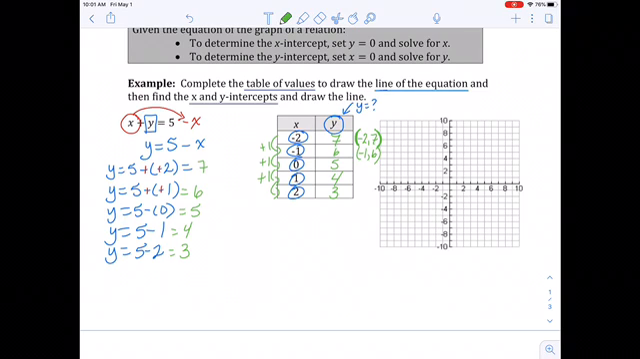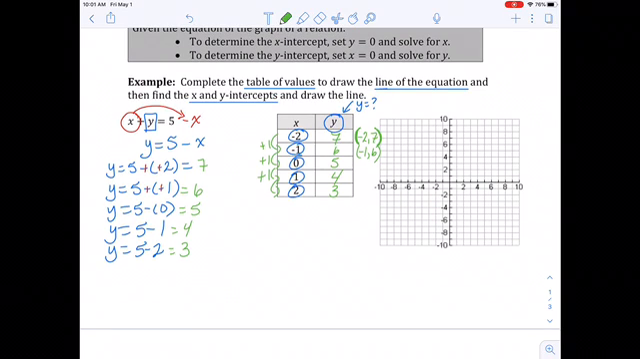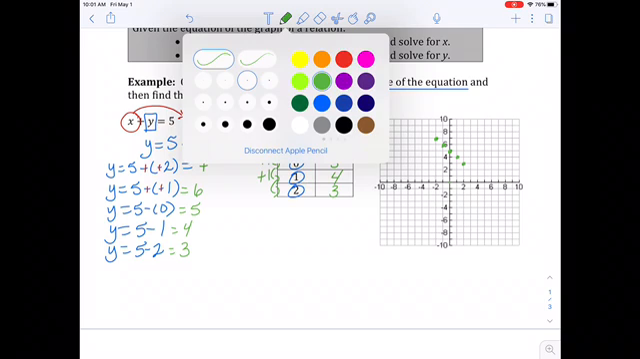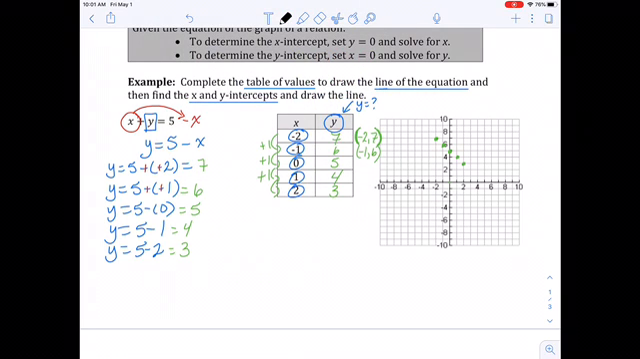So negative 2, 7 would be up here. I start at my origin, negative 2, 7, negative 1, 6, 0, 5, 1, 4, and 2, 3. Okay, of course, I've got a bunch of points. I'm going to connect those dots.